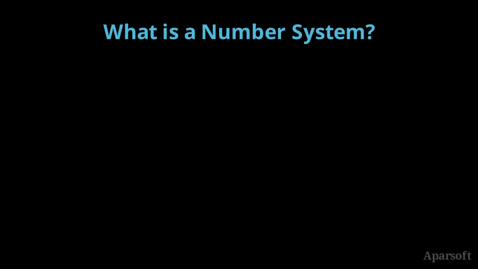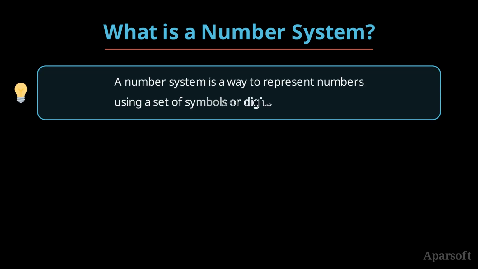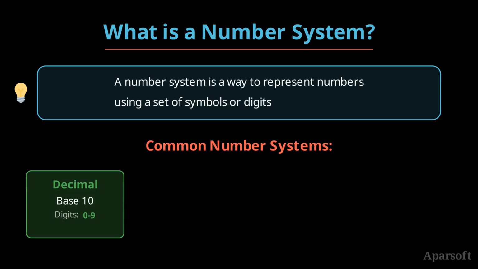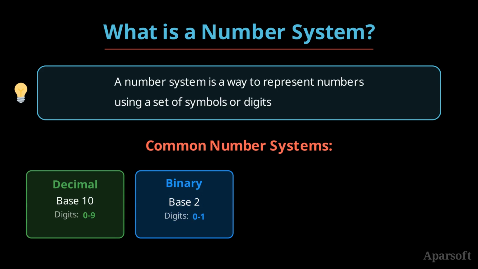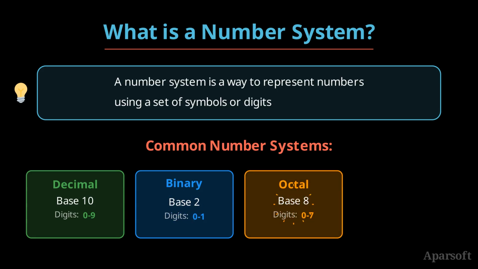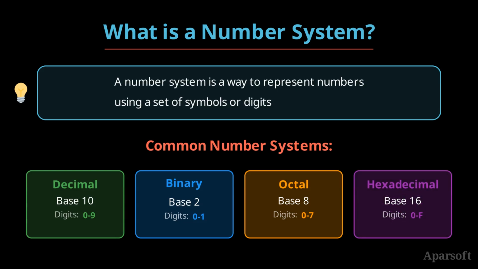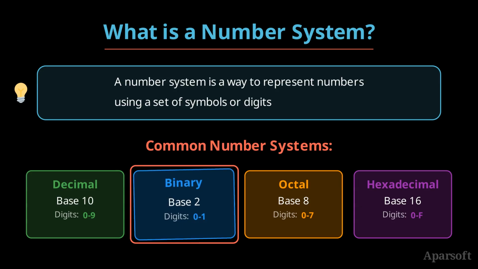Before diving into binary, let's understand what a number system actually is. A number system is simply a way to represent numbers using a set of symbols or digits. Think of it as a language for counting. There are several number systems used in computing and mathematics. We have decimal, which uses 10 digits from 0 to 9, and it's what we use daily. Binary uses just 2 digits, 0 and 1. Octal uses 8 digits, and hexadecimal uses 16, including letters A through F. Today, we will master the binary system, the foundation of all digital computing.